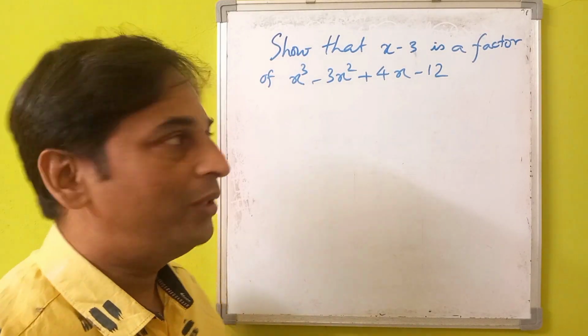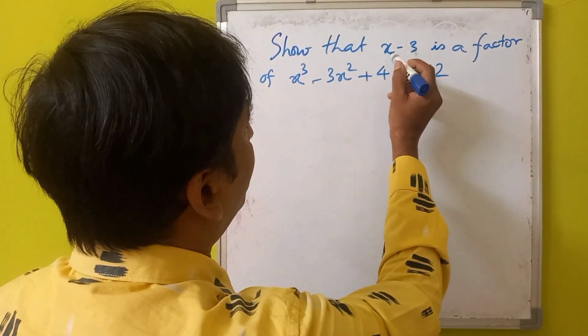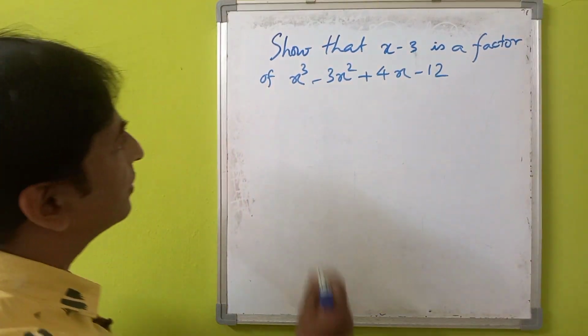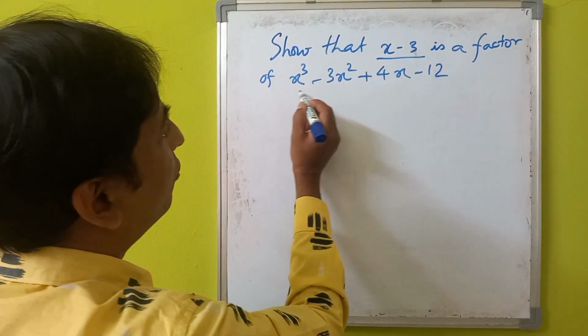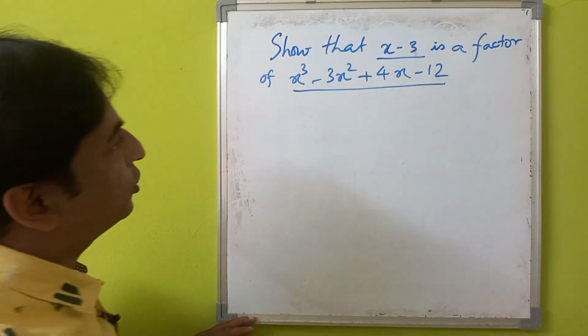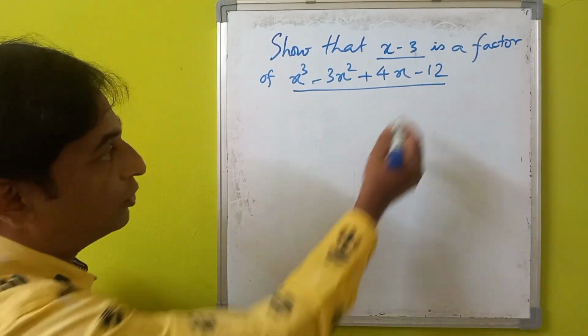The topic of this video is a problem solvable using the factor theorem. So here you need to show that x minus 3 is a factor of this polynomial x cubed minus 3x squared plus 4x minus 12.